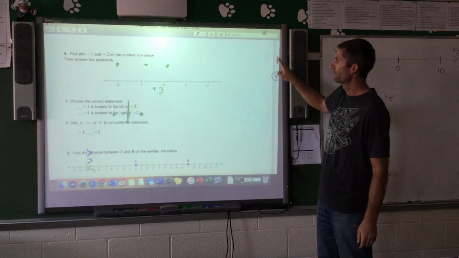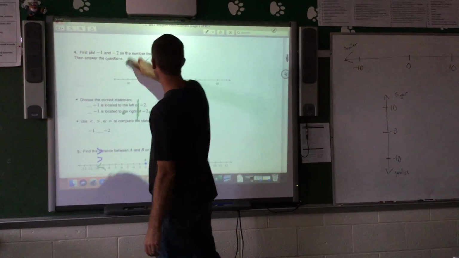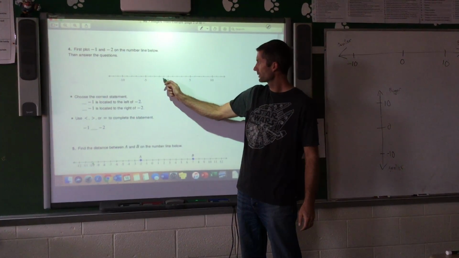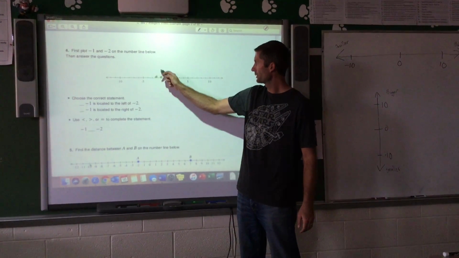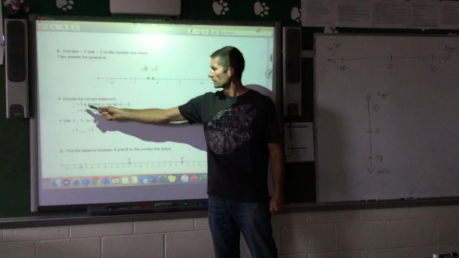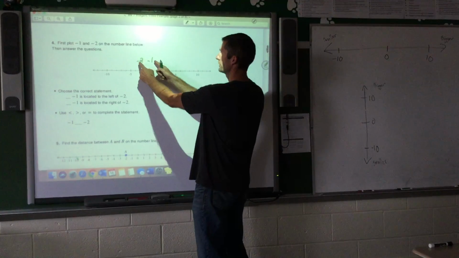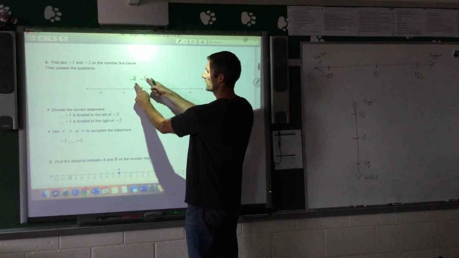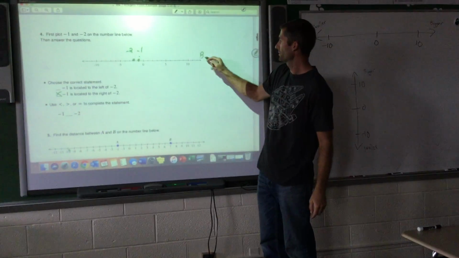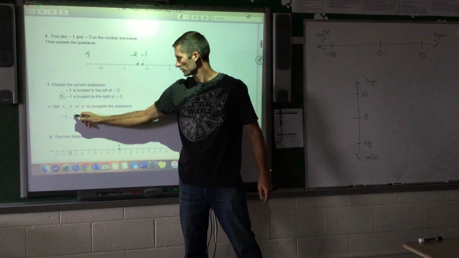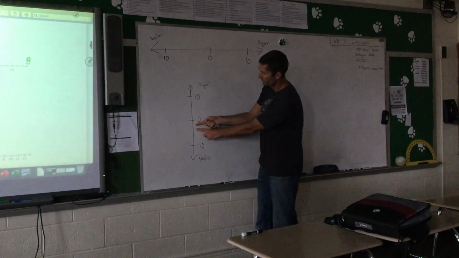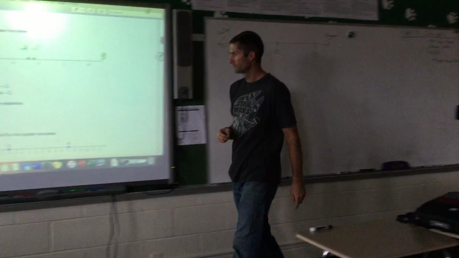Number 4. Plot -1 and -2 on the number line below, then answer the questions. Okay, so here's 0. So there's -1, and there's -2. I'm going to go ahead and label them above. Choose the correct location or statement. -1 is located to the left of -2. No, it's not. -1 is located to the right of -2. So because it's to the right, this way is bigger. This way is smaller. So -1 is bigger than -2. Or on a vertical number line, -1, -2, -1 is higher.